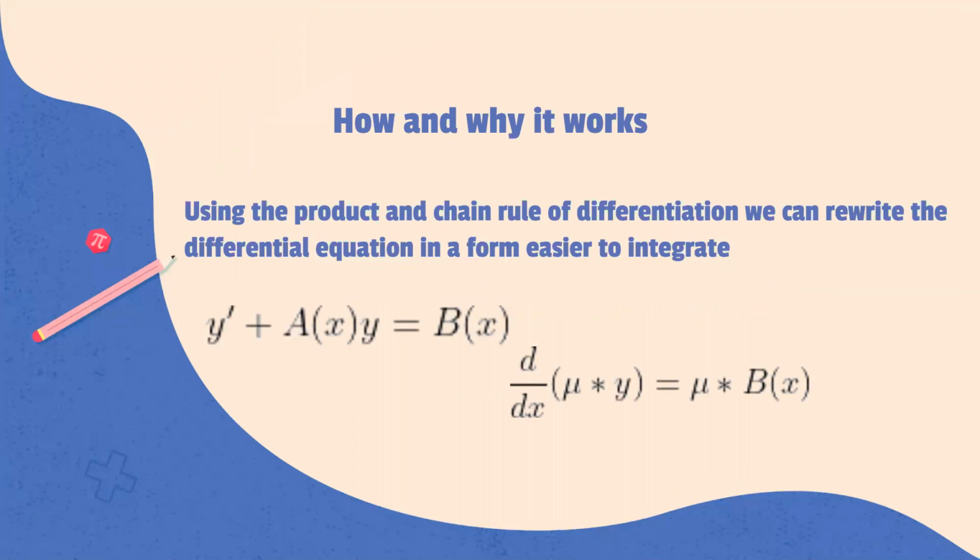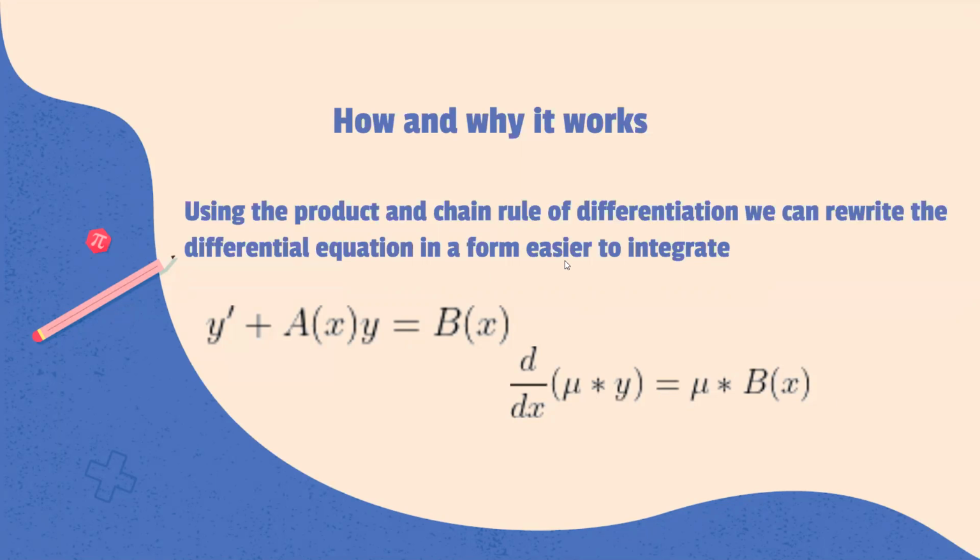So how and why it works. Right here, you can see again the general form of a differential equation. Using product and chain rule, after we find our mu, or integrating factor, we can get it into the second form right here, where it's the derivative of mu times y equals mu times the right side. And this is something much easier to integrate and work with than the general form.